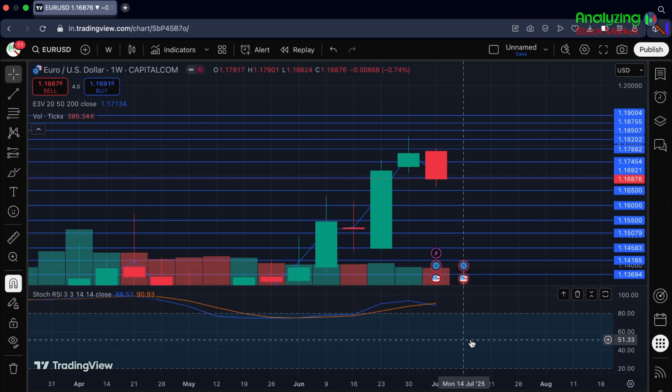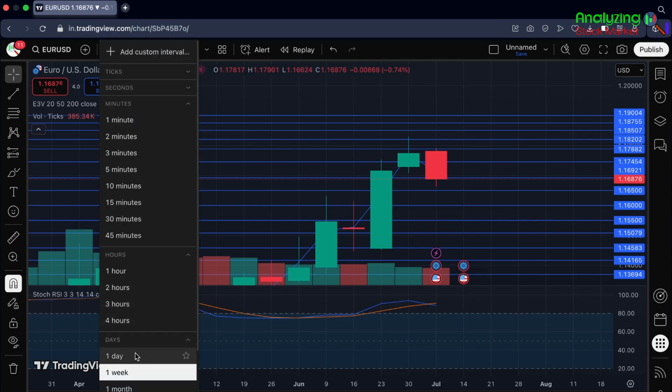Now let's mark important support and resistance zones on the 1-day chart. So let's move to the 1-day chart.